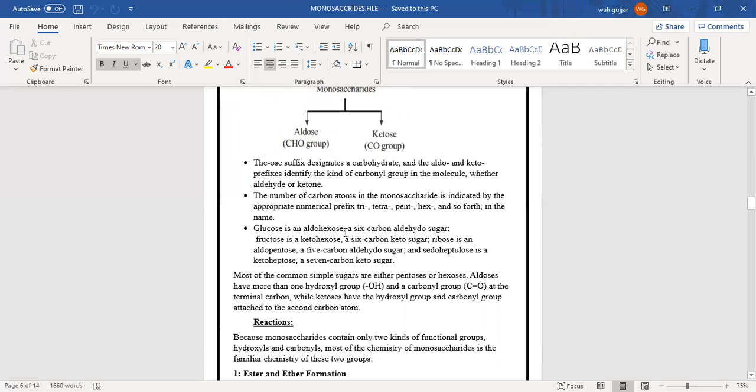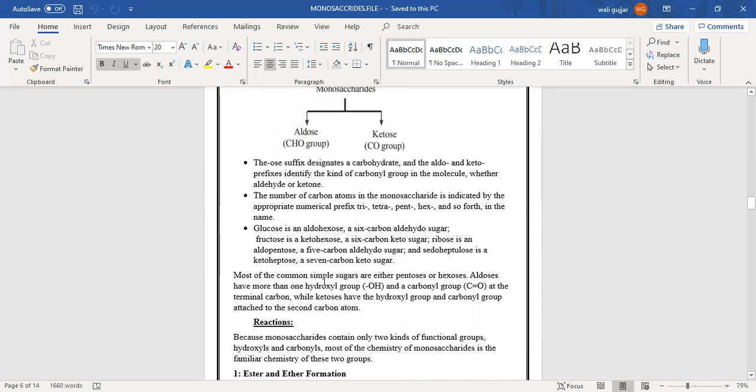Glucose is an aldohexose, meaning a 6 carbon aldehyde sugar. Fructose is a ketohexose, meaning a 6 carbon keto sugar. Ribose is an aldopentose, meaning a 5 carbon aldehyde sugar. And sedoheptulose is a ketoheptose, a 7 carbon keto sugar.